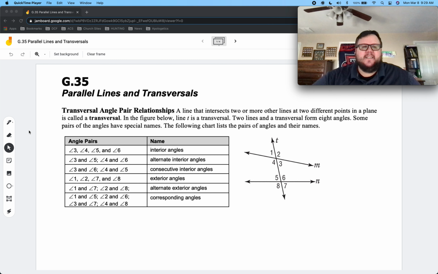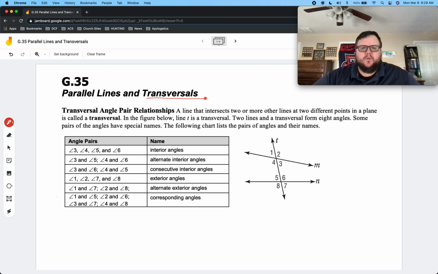So the first thing we're going to talk about is what a transversal is. A line that intersects two or more other lines at different points in a plane is called a transversal. In the figure below, line T is a transversal. Two lines and a transversal form 8 angles. Some pairs of the angles have specific names. The following chart lists the pairs of angles and their names.